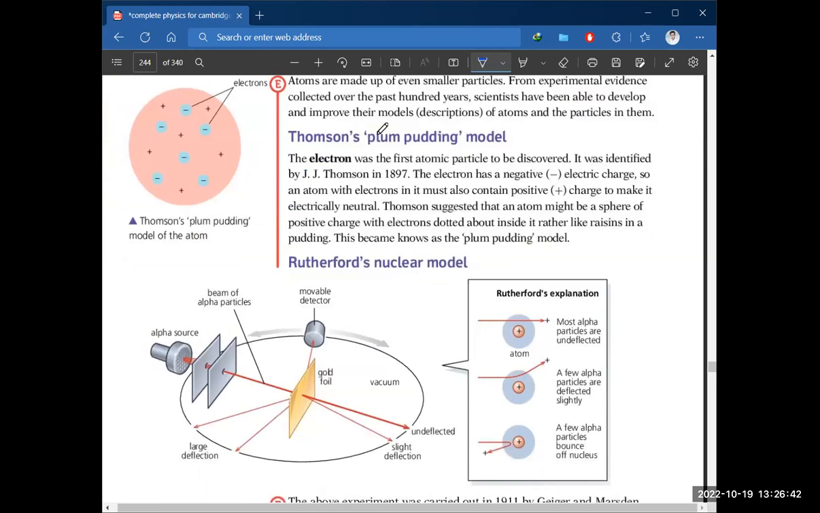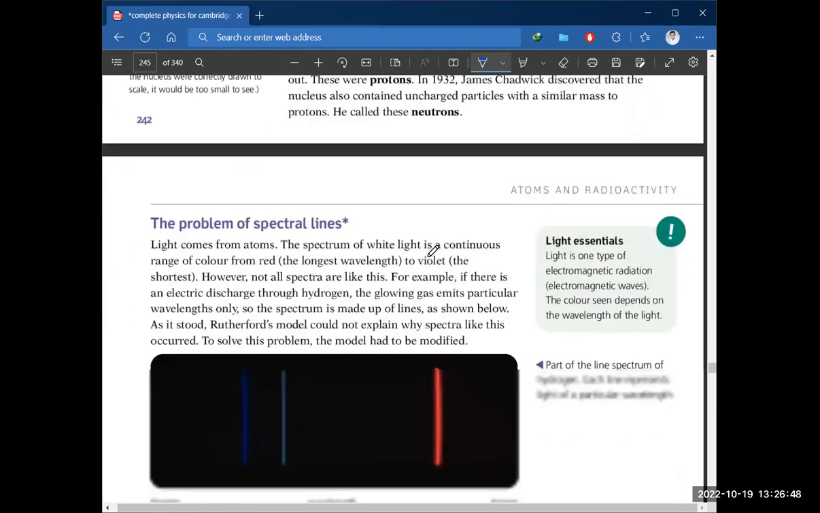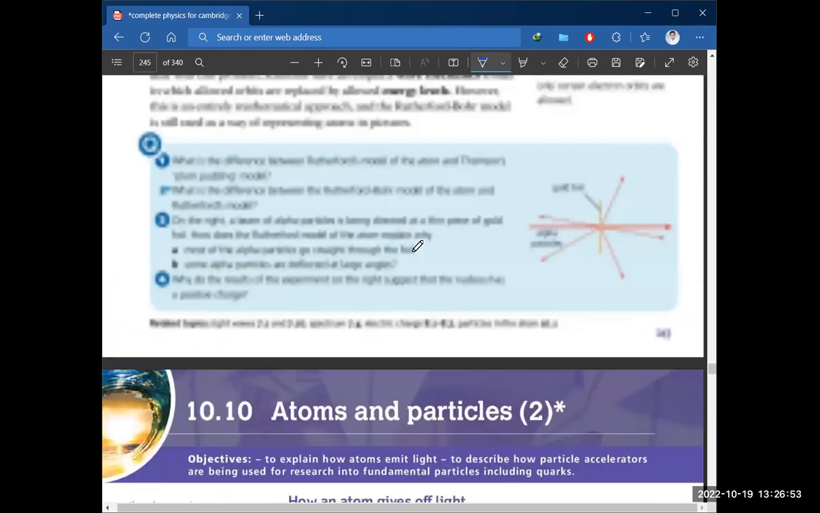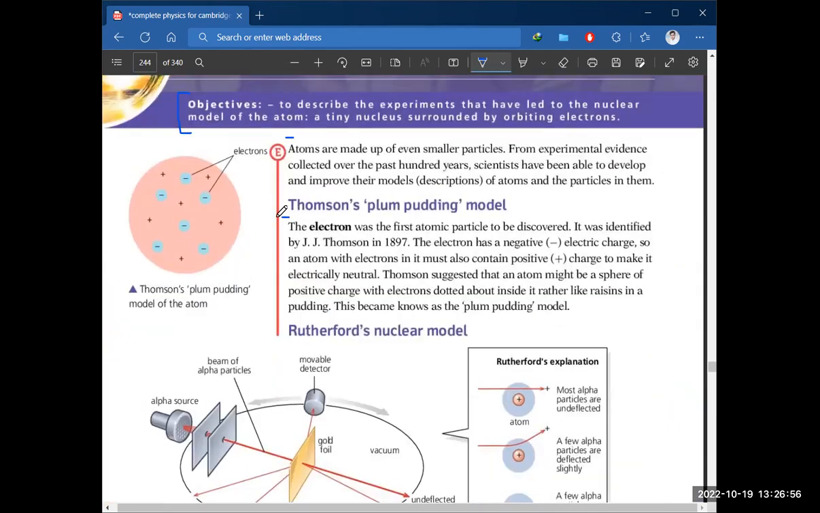There are two models. We have the Thomson plum pudding model, and we have Rutherford's nuclear model. Now, there are more models after this, but we'll not be going into that. Let's start with the first one. Anas, read. Anas, can you hear me? Yes. Start reading Thomson's plum pudding model.